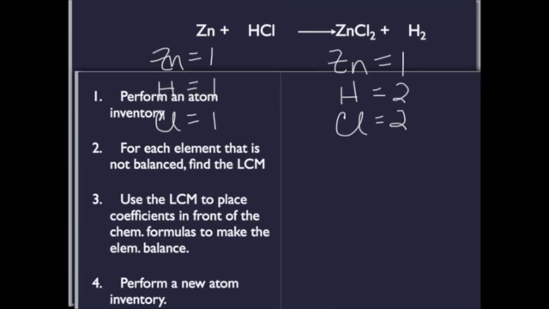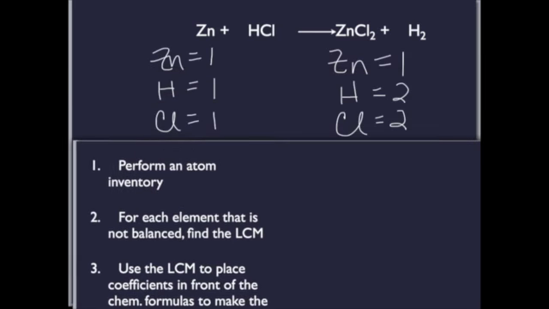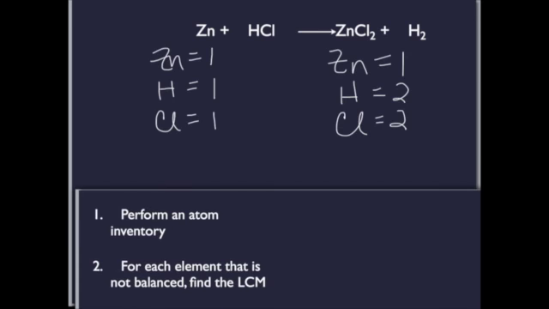Step 2 says for each element that is not balanced, find the least common multiple. So let's pick one. It looks like zincs are balanced. Hydrogen is not balanced, so let's find the least common multiple for hydrogen. The least common multiple is 2. That means I need 2 hydrogens on each side. I already have 2 hydrogens on the product side. So on this side I've got to multiply that by 2. So that means I need to take that 2 and put it in front of the chemical formula that has the hydrogen.